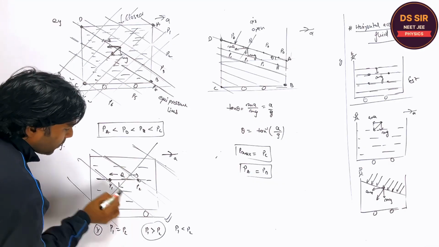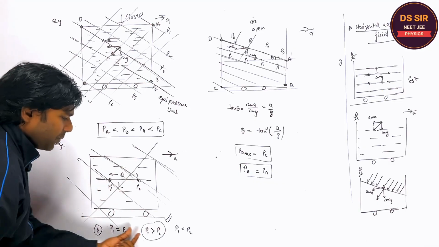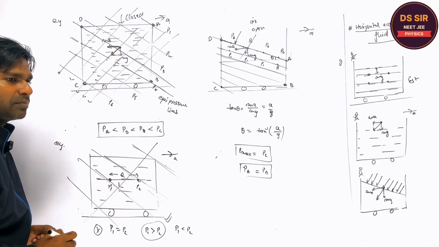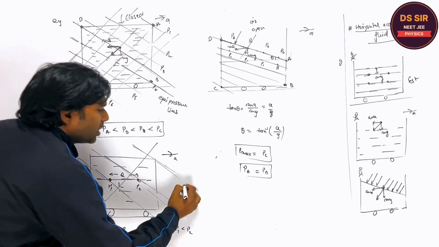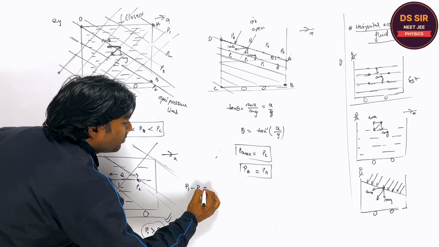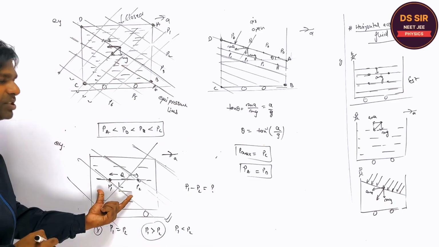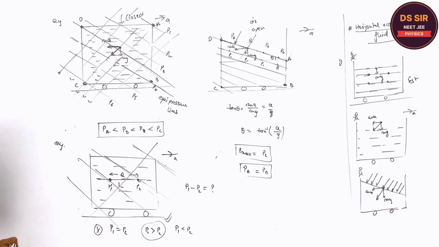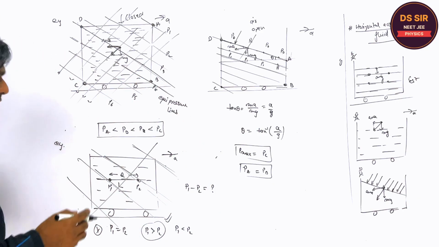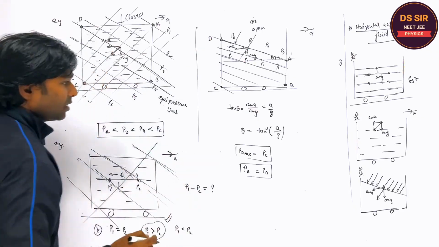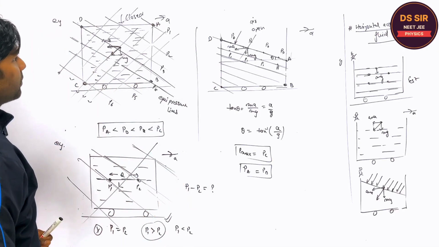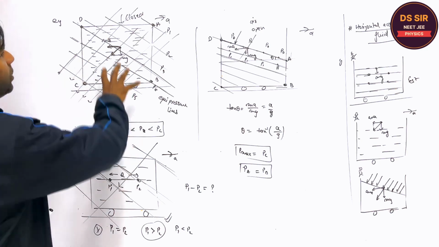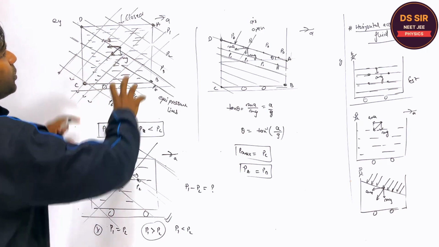So which is the correct option? You tell. P1 is greater than P2, then what is the value of P1 minus P2? I will explain. First copy this. Sir, I have a doubt. Yes, please. When it is accelerated in a closed container, does the orientation of the fluid change? How can the orientation of the fluid change?